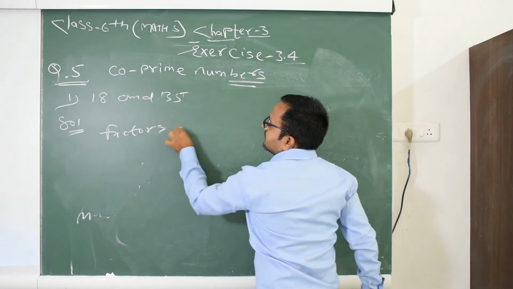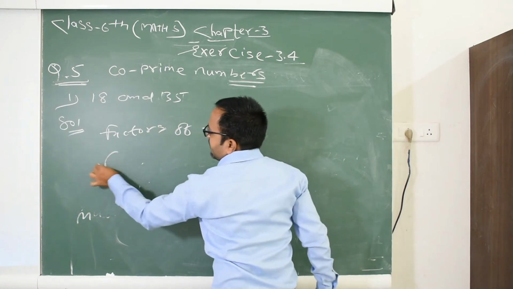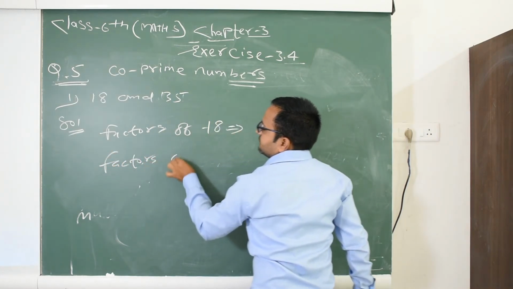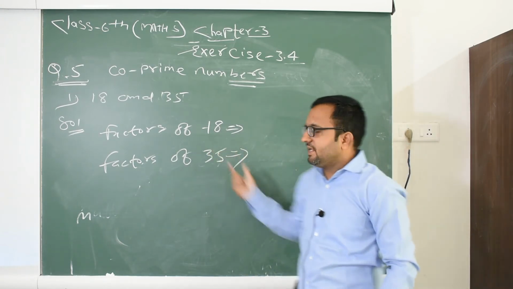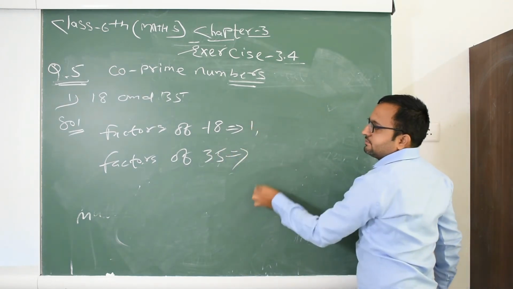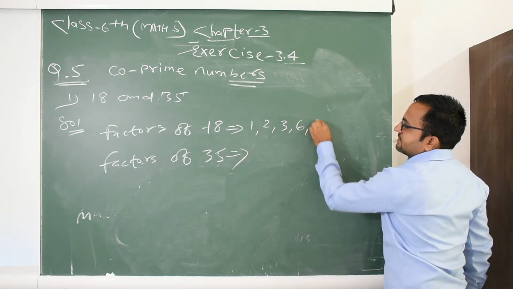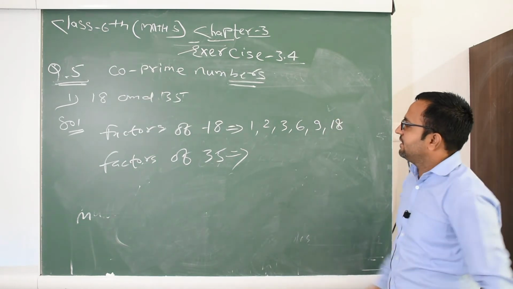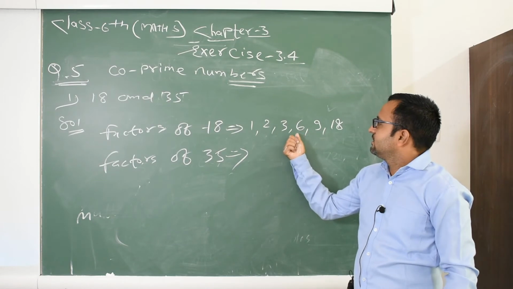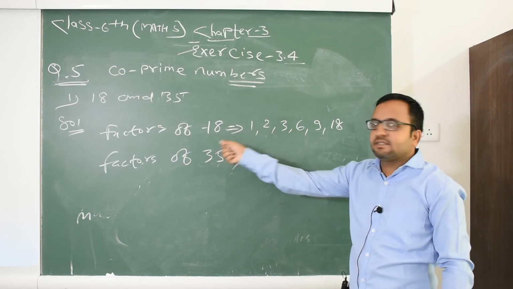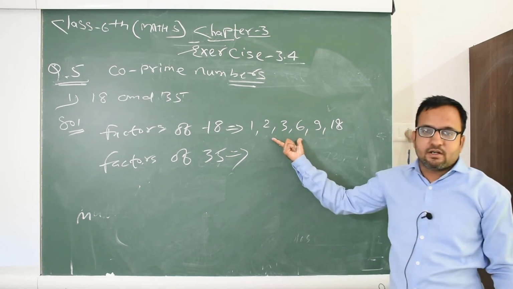So first we find the factors of 18 and the factors of 35. What are the factors of 18? 1, 2, 3, 6, 9 and 18. Because 1 times 18, 2 times 9, 3 times 6, 6 times 3, 9 times 2 and 18 times 1. So these are the factors of 18.